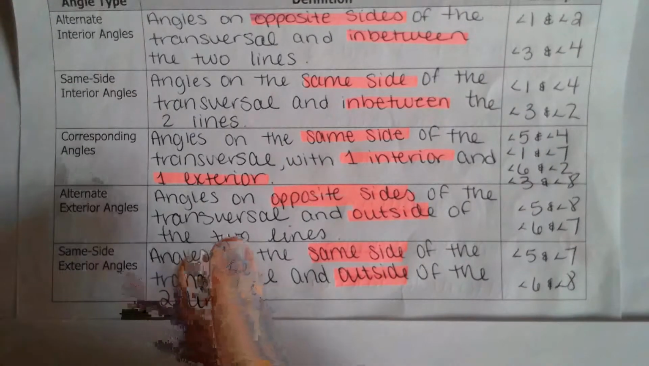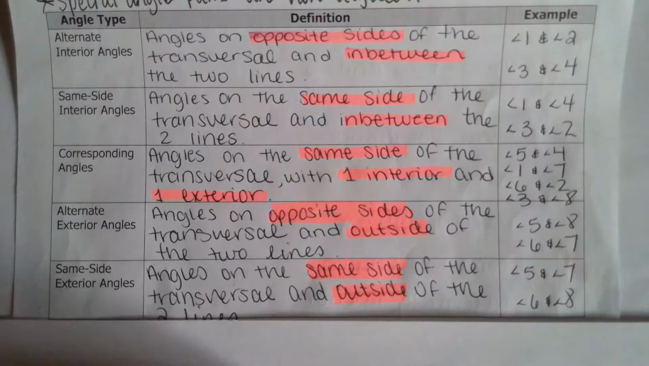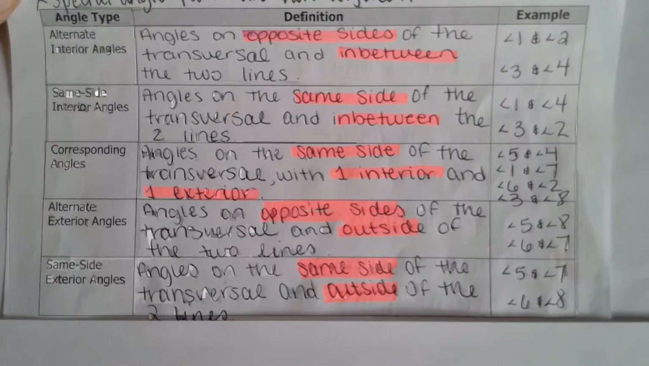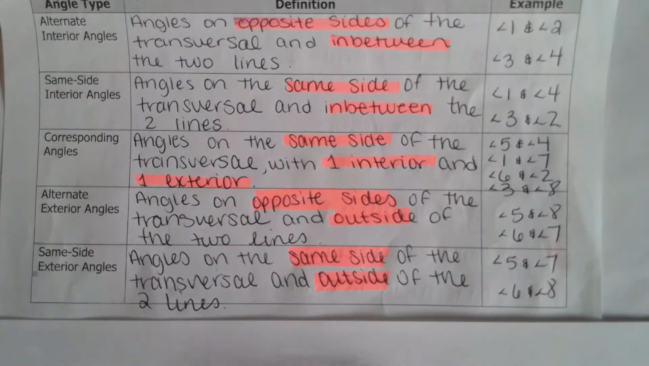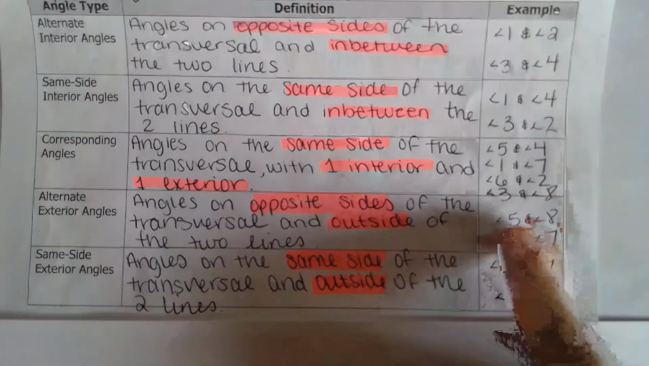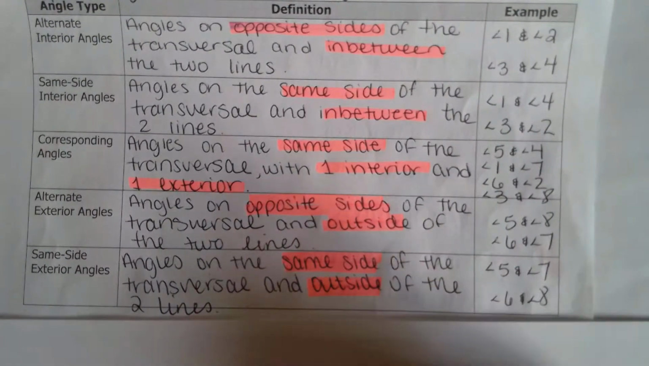Alternate exterior are angles on opposite sides of the transversal and outside the two lines. And same side exterior are angles on the same side of the transversal and outside the two lines, such as 5 and 8 and 6 and 7, or 5 and 7, or 6 and 8.